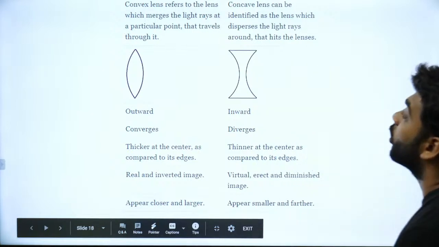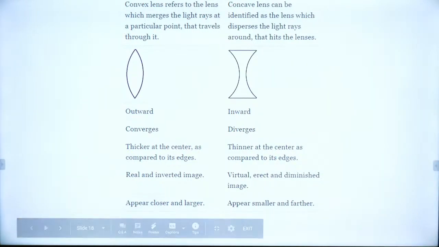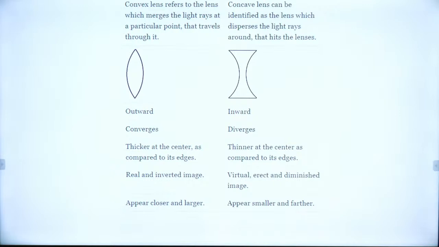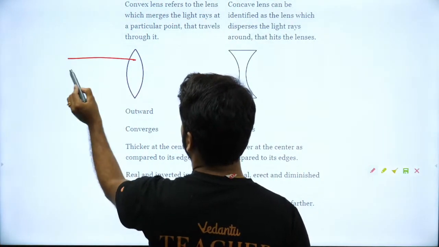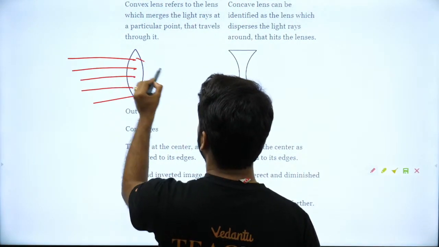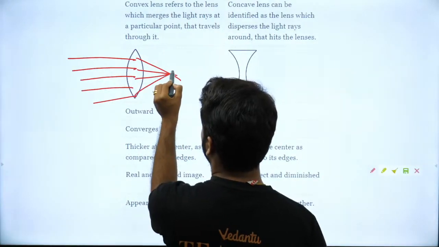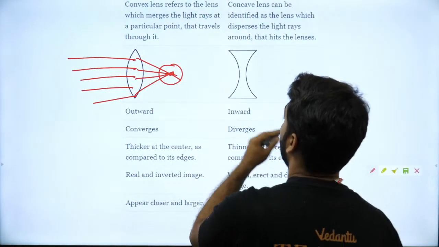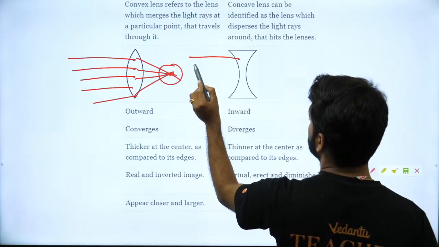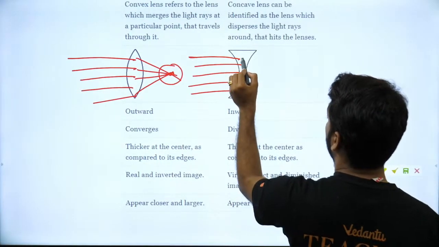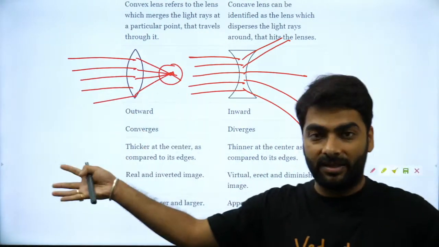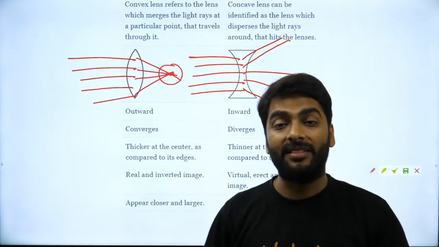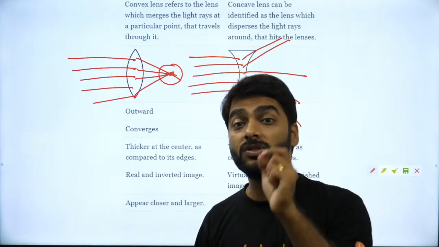Now, convex lens is the one which will converge. Convex will always converge, which means when light falls on it, it will merge the rays of light. Whereas concave lens will always diverge the rays of light. It will spread light.